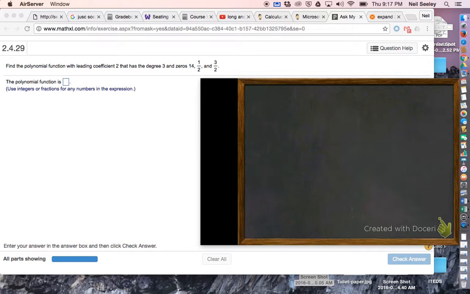Now, you haven't been in class for some of these things, but if you had been, one of the things you'd know is that if you know the zeros of a particular function, you can just do x minus any zero, and you've got a factor. So x minus 14 times x minus 1/2 times x minus 3/2. There you go. Those are the factors for your particular polynomial.